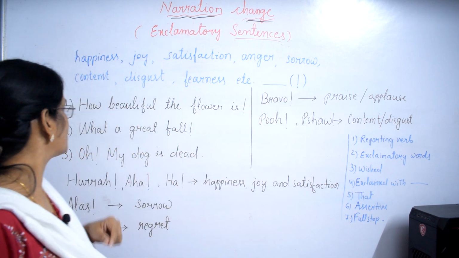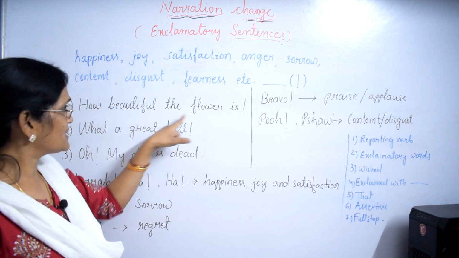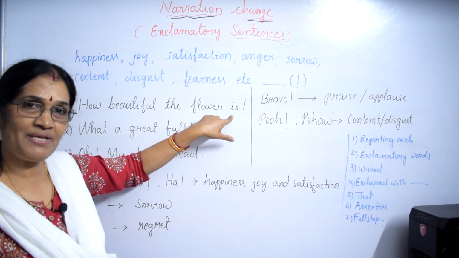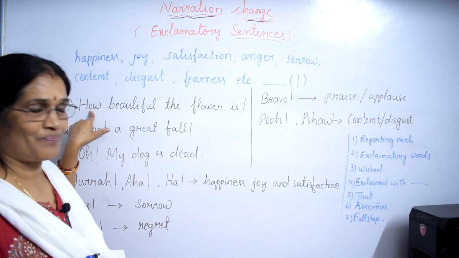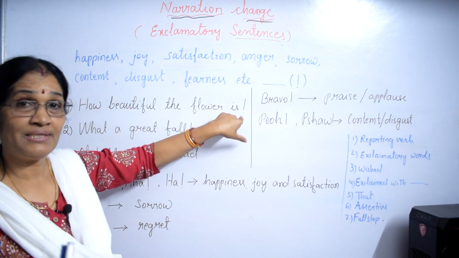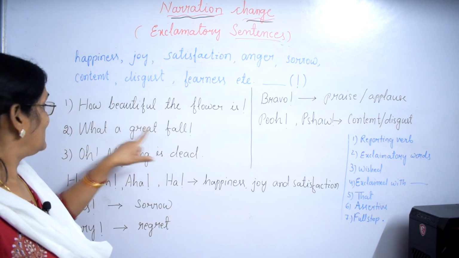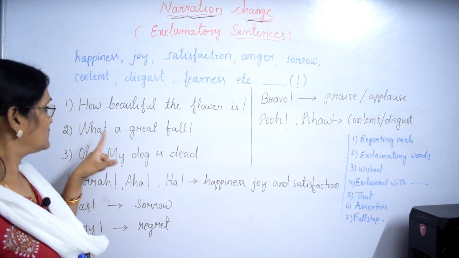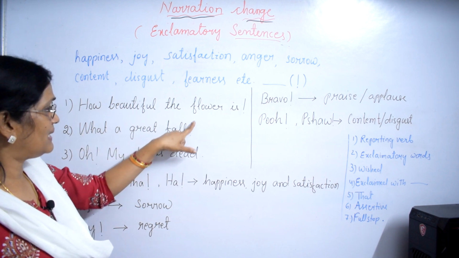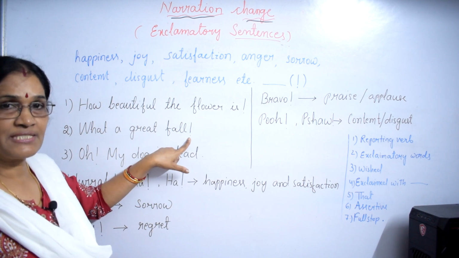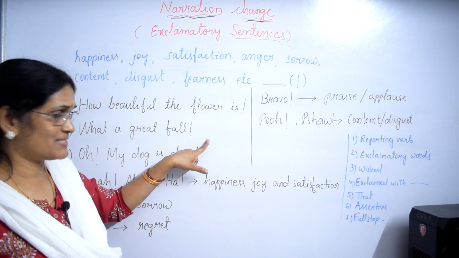Let's see the sentences. How beautiful the flower is! It expresses sudden feelings of happiness, joy, and the sentence starts with the WH word how. At the end of the sentence we put what? Exclamation symbol. What a great fall! The sentence starts with what? With what, right? What a great fall! At the end of the sentence, exclamation symbol. It expresses the feelings of surprise, happiness.